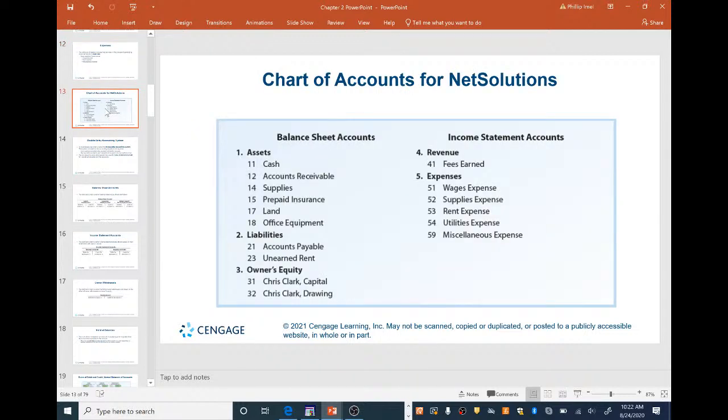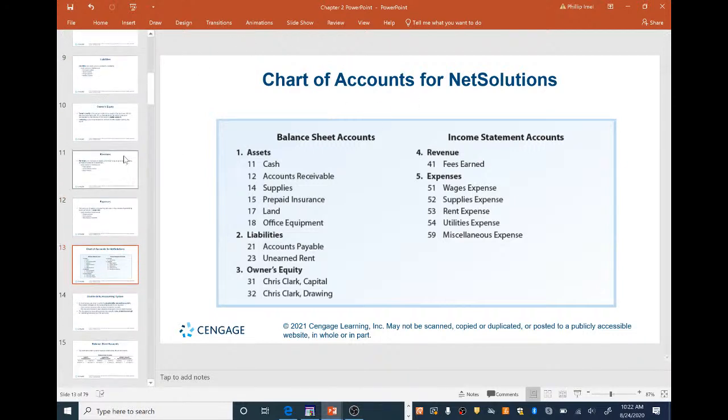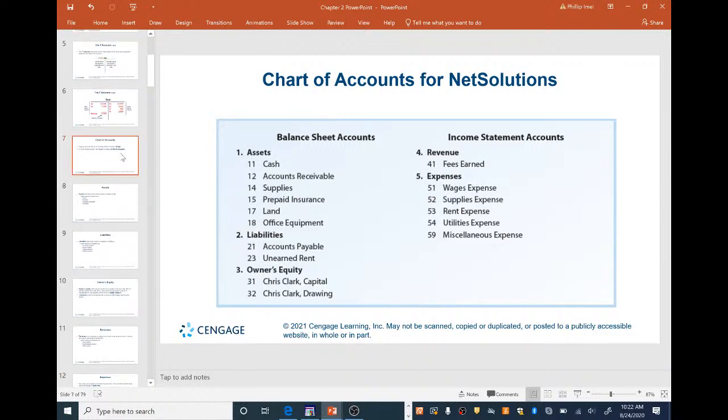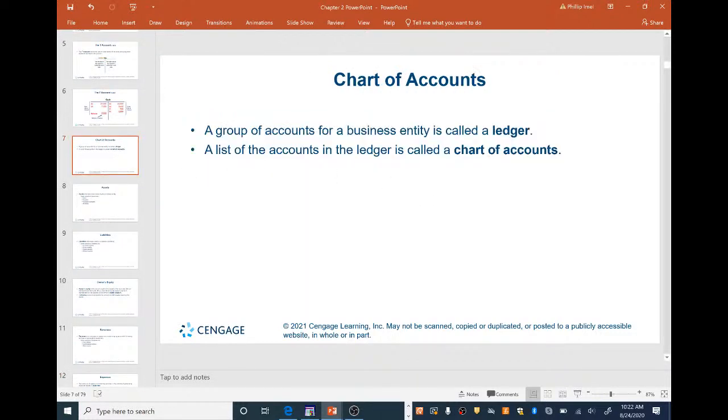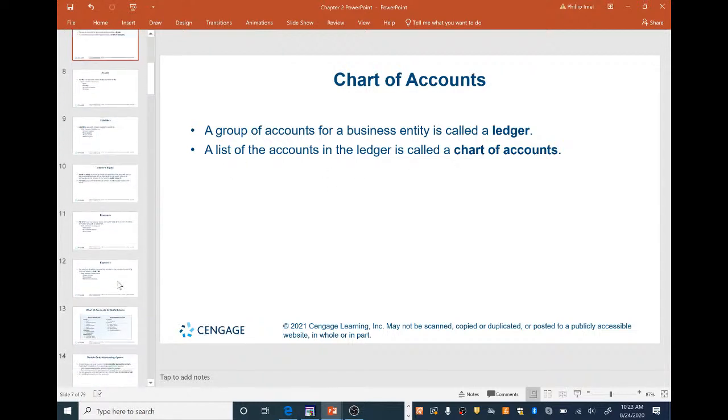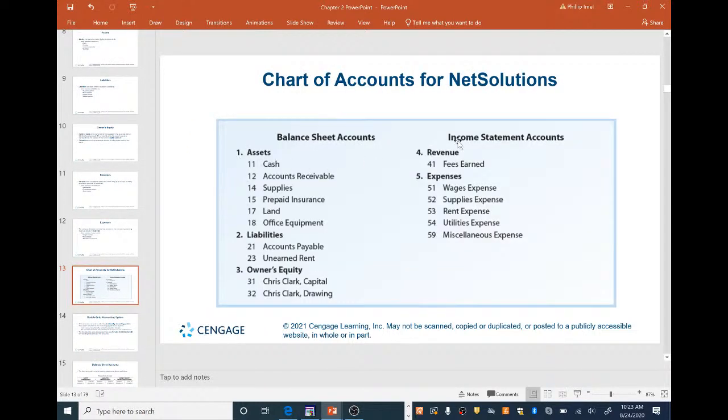Next, we have a little look at a chart of accounts. This is just an example. Going back to the chart of accounts that we talked about, it's just a group of accounts for a business entity and a ledger. A list of the accounts in the ledger is called a chart of accounts. So once again, this is the listing of the chart of accounts.